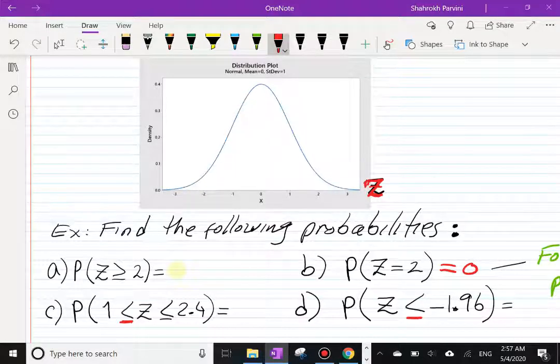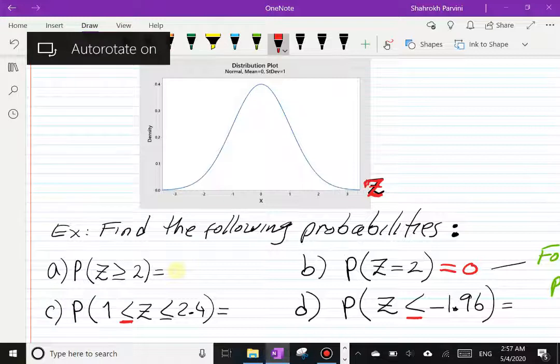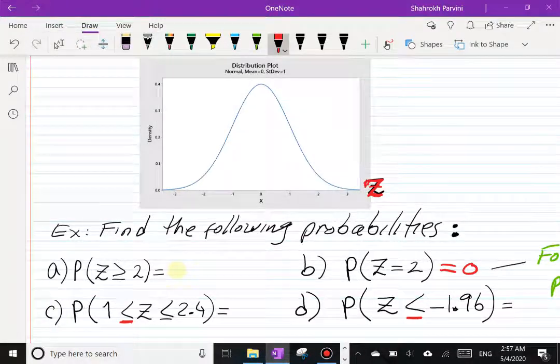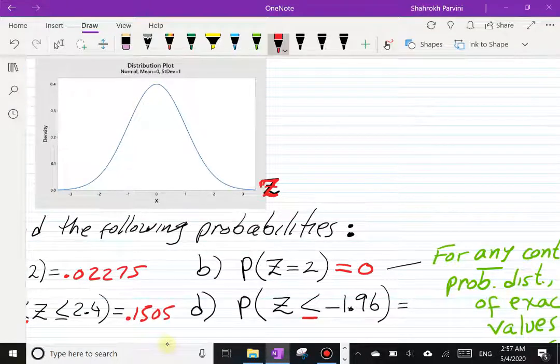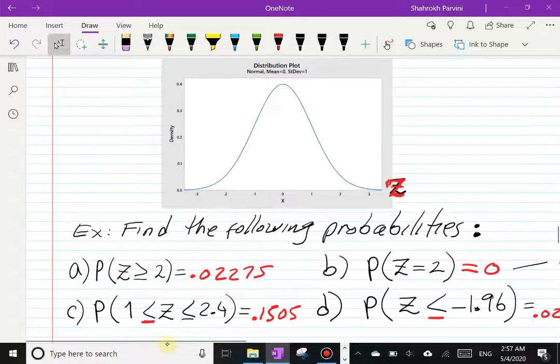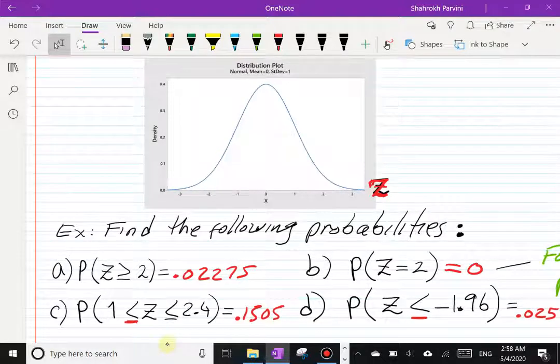So probability of z greater than or equal to 2, that one turned out to be 0.02275. Probability between 1 and 2.4 was 0.1505. And probability less than negative 1.6 was 0.025. And there you have it. Pretty easy if you know where to go and get those numbers.